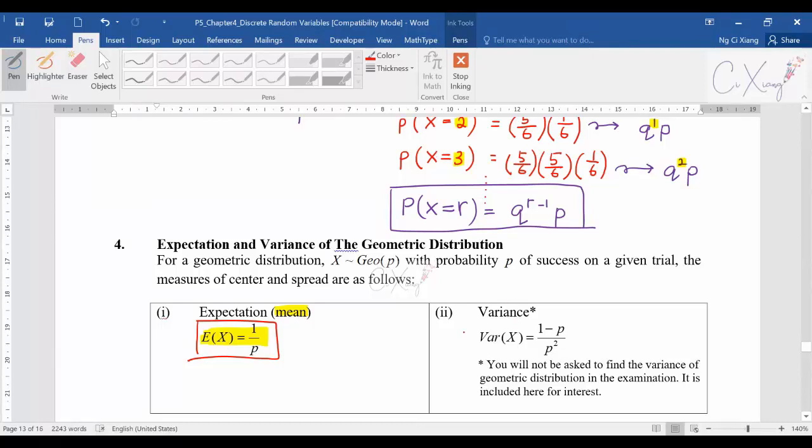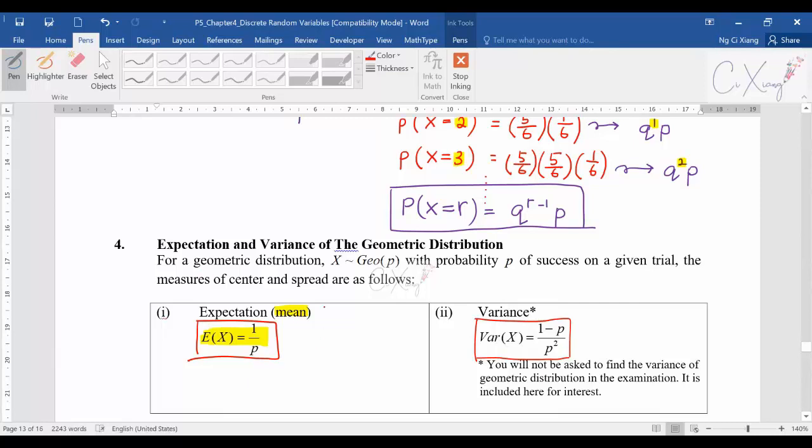So for variance, I put it here just for interest only, for extra information. It will not be asked in the exam, but you can just try to memorize it. Maybe in some of the questions in the examples I include this, but again, it will not be asked in the exam. But mean will be included.